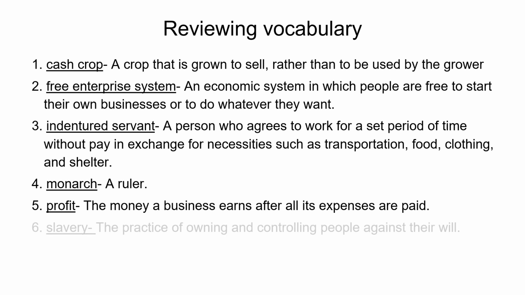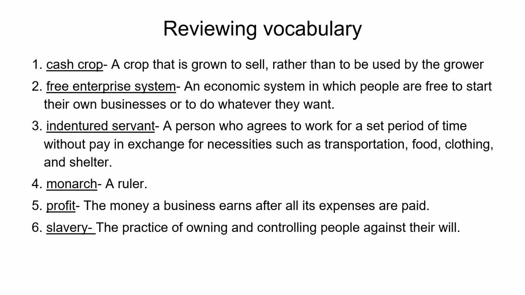And finally, we have slavery. Slavery is the practice of owning and controlling people against their will. They are not given a choice. They are controlled without their consent. And this becomes a huge industry in the colonies. Very profitable for many of the plantation owners and farms in the South especially. And eventually it will become the biggest dividing factor in the 13 colonies later on.